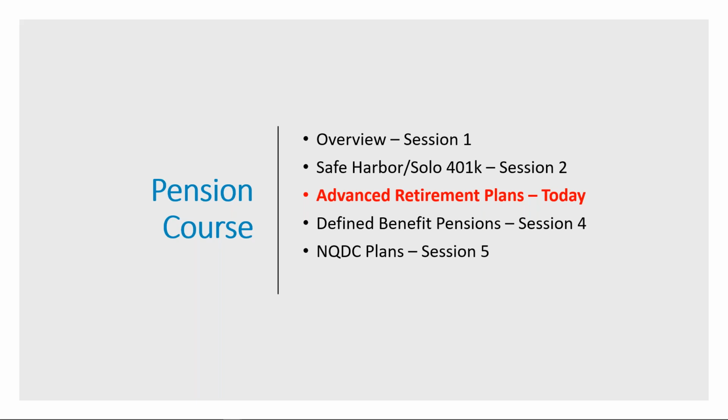We built on that. Session two, we covered the two most common types of 401ks that we use. In session one, we also touched on the SEP and Simple, which are legitimate options, but the 401k is a much better option. So session two was devoted to the safe harbor and solo 401k, which are the most typical plan designs that we see. And so today we're building on that, and we're going to talk about something called a money purchase pension plan, as well as advanced 401ks.